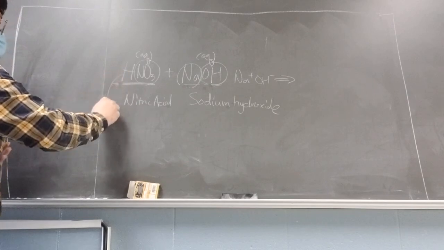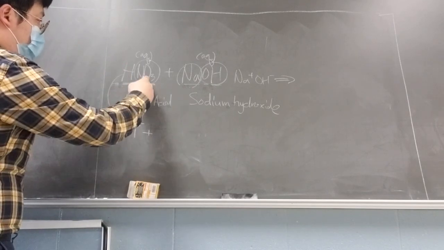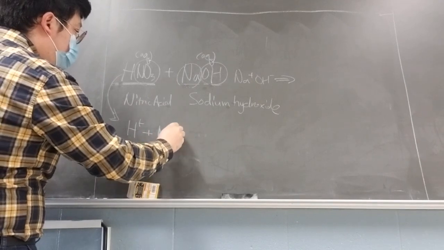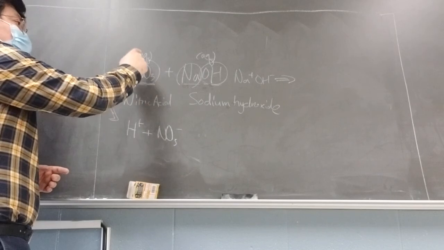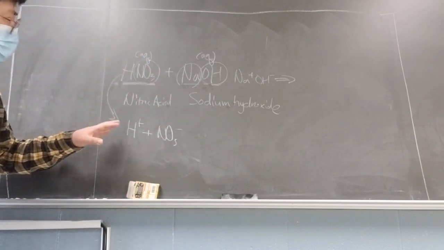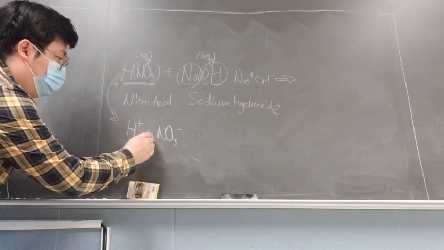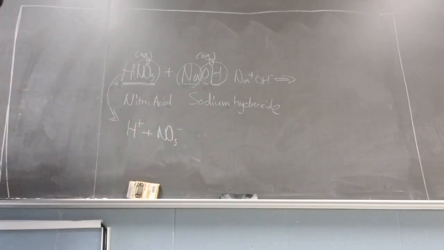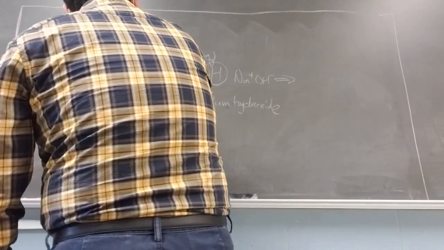So whenever you break it down to the ionic form, which is hydrogen cation and nitrate anion, this is what it actually looks like. I put it in here as HNO3 in aqueous phase, but what it is actually in the form of is a mixture of H+ and NO3-. That's what they really are in the water. Okay, so this is what happened here.